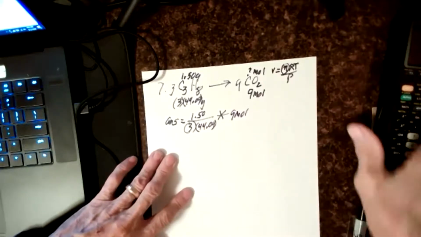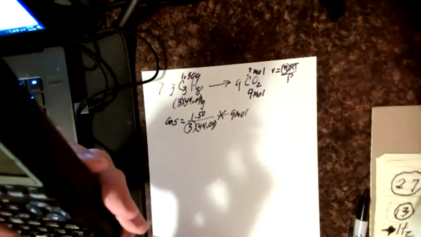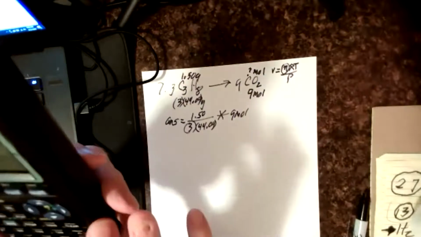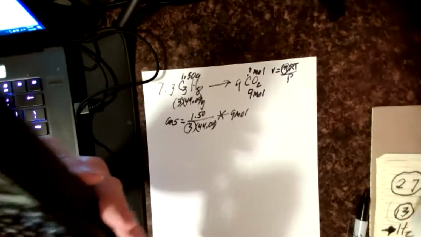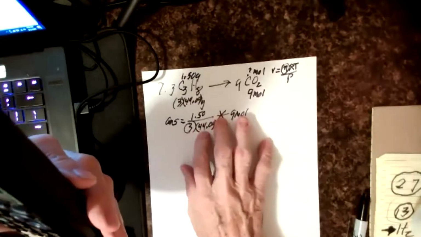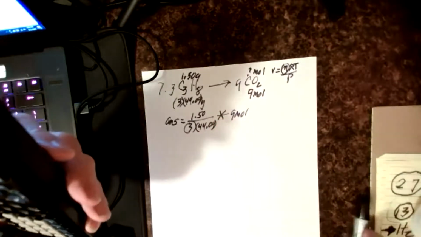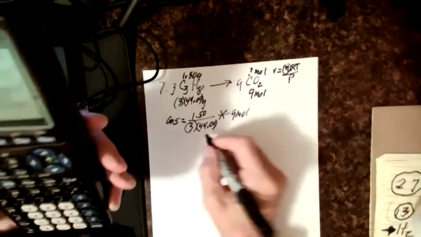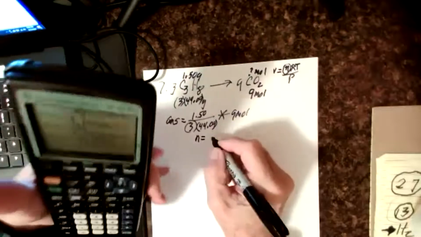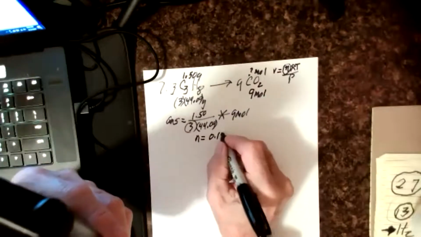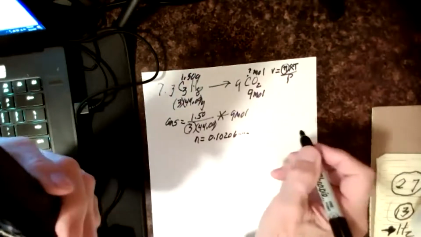That'll give me my answer in moles. 1.5 divided by 3 and divided by 44.09 and multiplied by 9. Yep, that looks like what I entered. So what I'm coming out with now is my number of moles is going to be equal to 0.10206 and a whole bunch of other digits.